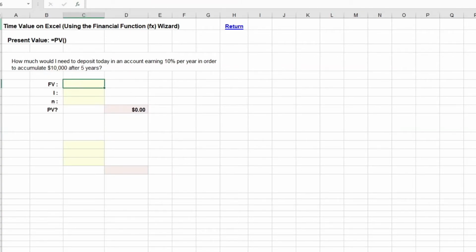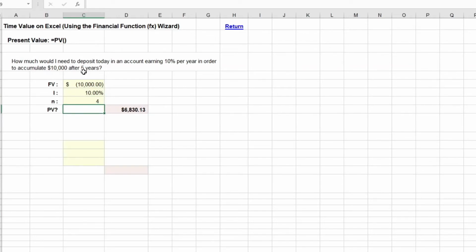All right. So the question says, how much will I need to deposit today in an account earning 10% per year in order to accumulate $10,000 after 5 years? So this tells you you're looking for the present value. So you need to figure out what is the future value. All right. So the future value is going to be the 10,000. So I'm typing negative 10,000. Right, negative 10,000, and the interest is going to be 10%, and number of years is 5.